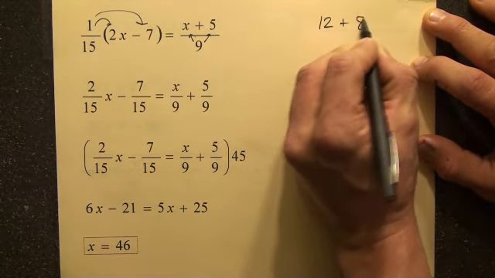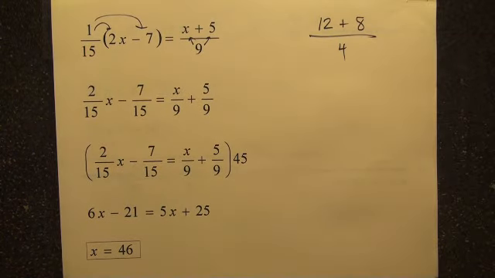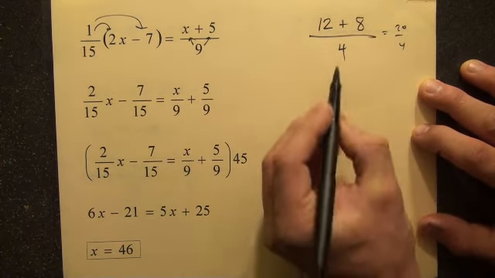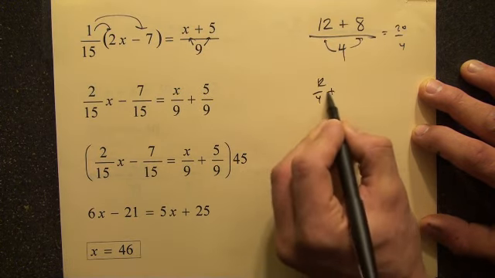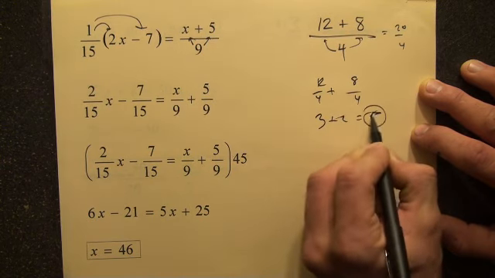12 plus 8 over 4. Does everybody agree? The answer is what? 5, because you'll have 20 over 4, right? You could look at this as being 20 over 4, which is 5. Another way to do this is to throw the 4 into each number. That'll give you 12 over 4 plus 8 over 4. What's that? 3 plus 2, which is 5, of course.